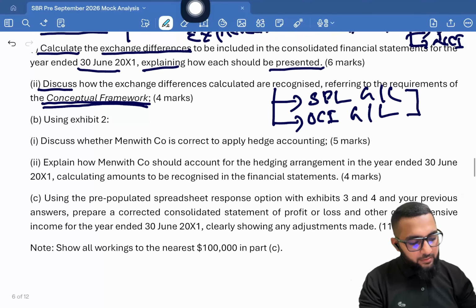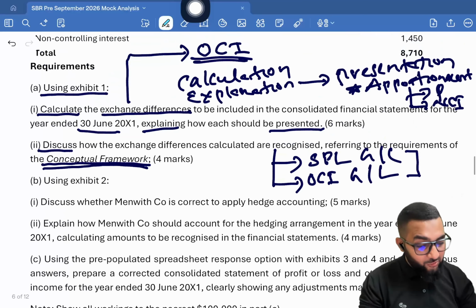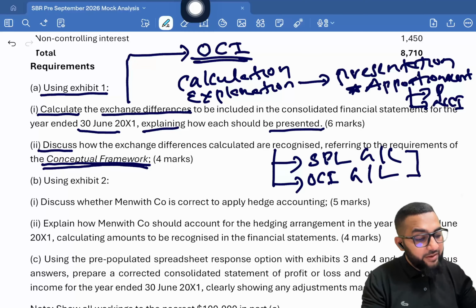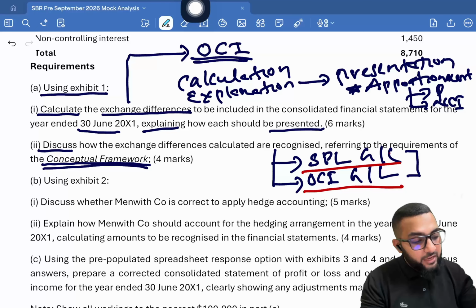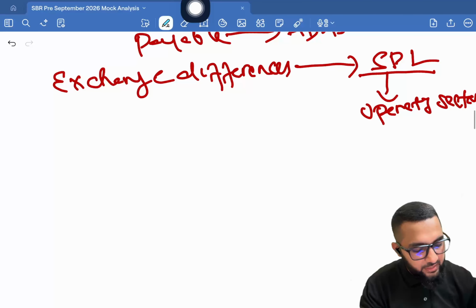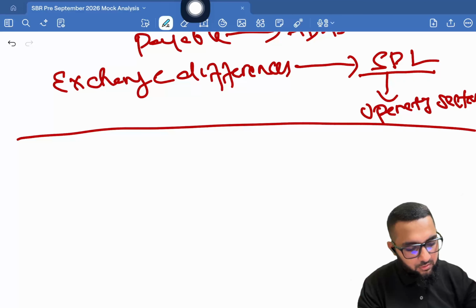Then your requirement B. Oh, requirement A2. So A1 we are done with. Now A2: discuss how the exchange differences calculated are recognized. So we know SPL and OCI are where they're recognized. Then we have to refer to the requirements of the conceptual framework, right? So how do you think about answering this question, right? A2.